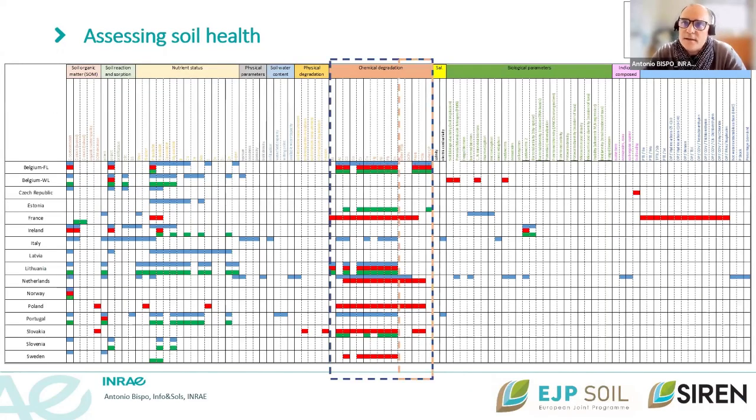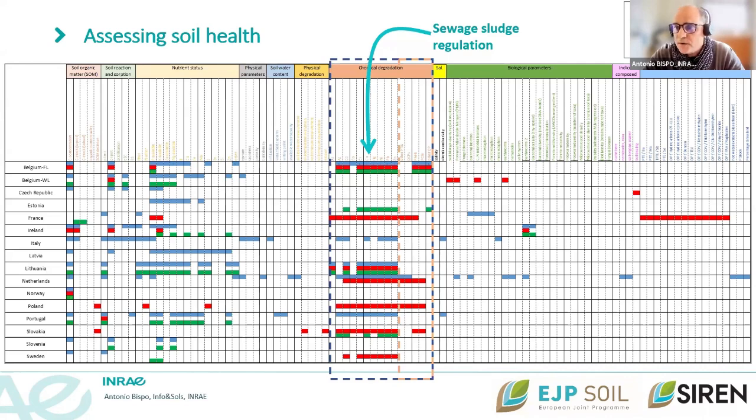Then you need to assess soil health, so you need threshold values. And we did that again in an EJP Soil project that was called SIREN. We tried to collate and gather existing reference values, threshold values, or target values in different countries. And you see that for trace elements, we have existing threshold values, mainly based on the sewage sludge regulation, and very few threshold values for organic contaminants. So that's something we are missing, threshold values, and it was also asked by the soil monitoring law.